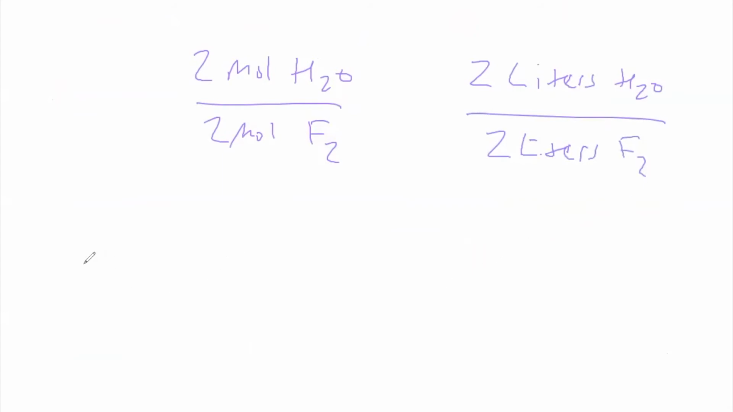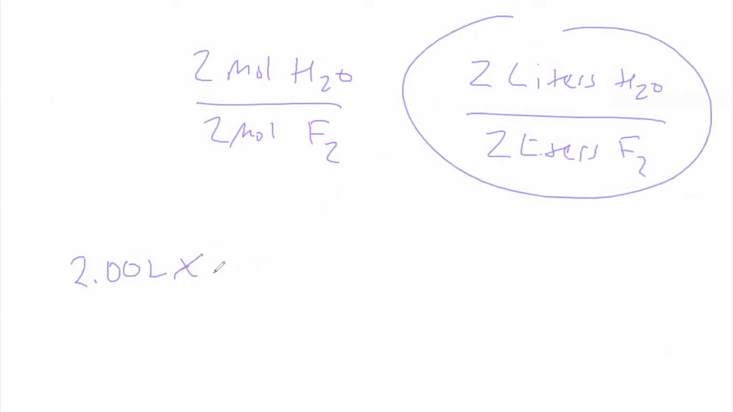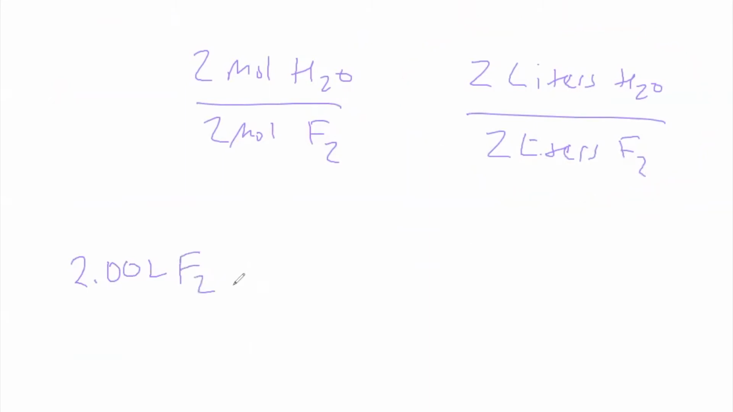So you could take liters of fluorine, which you're given 2 liters, and multiply it by this ratio right here to convert to liters of H2O. And so it is exactly the same thing as using the mole ratio, it's just that we're going to use a different unit, but it would be 2 over 2. And so it'd be the same number of liters of H2O as liters of fluorine.